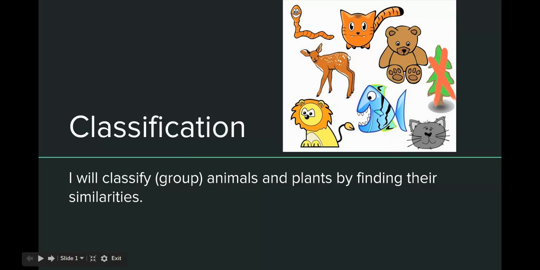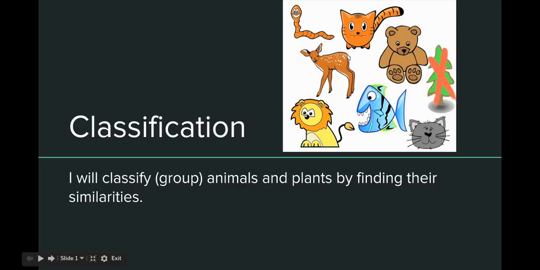All right, fourth graders, today at the Computer Center, your objective is: I will classify animals and plants by finding their similarities. From ELA, you already know that similarities are the way things are the same. Well, whenever you're asked to classify something, all that you're ever asked to do is group it. So on your paper, whenever you see the word classify, you circle it and write group. Whenever you see the word similarities, you circle it and you write the same.